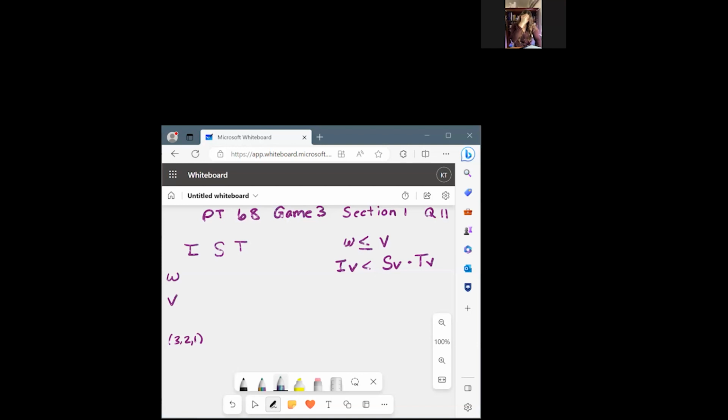Based on that, how do you think we could set up rule 3? You can type it in the chat, say it out loud, however you want to do it. Rule 3 is very similar. Does anyone see how we could do it? Okay.